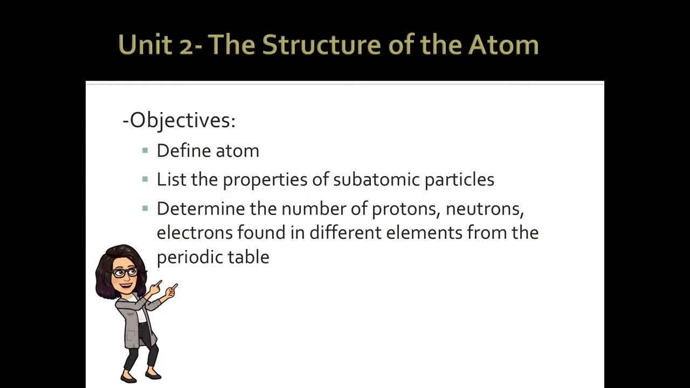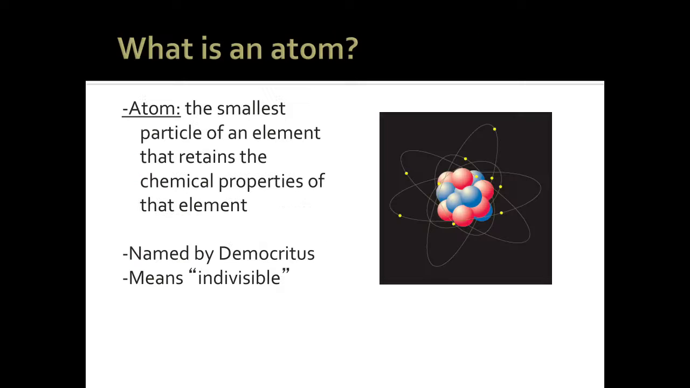Today we're on to the second part of this unit, structure of the atom. So our objectives here are to define an atom, list the properties of the subatomic particles, determine the number of protons, neutrons, and electrons found in elements from the periodic table. All right, let's get started.